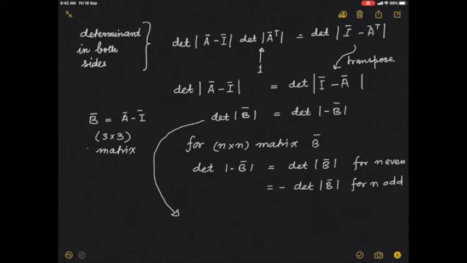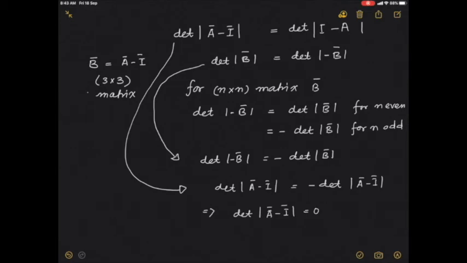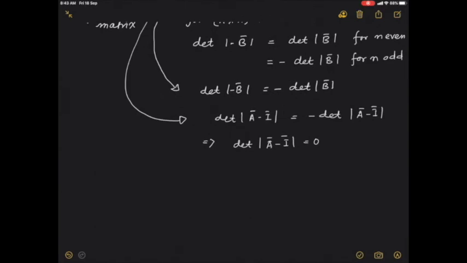And this is for n odd, which for our case, where n is equal to 3, an odd number, we get the determinant of minus B equals minus the determinant of B, which in turn, let us write from there, the determinant of A minus I is equal to minus the determinant of A minus I, which implies 2 times the determinant of A minus I is 0, or the determinant of A minus I is 0. Okay, now this is what I got so far.